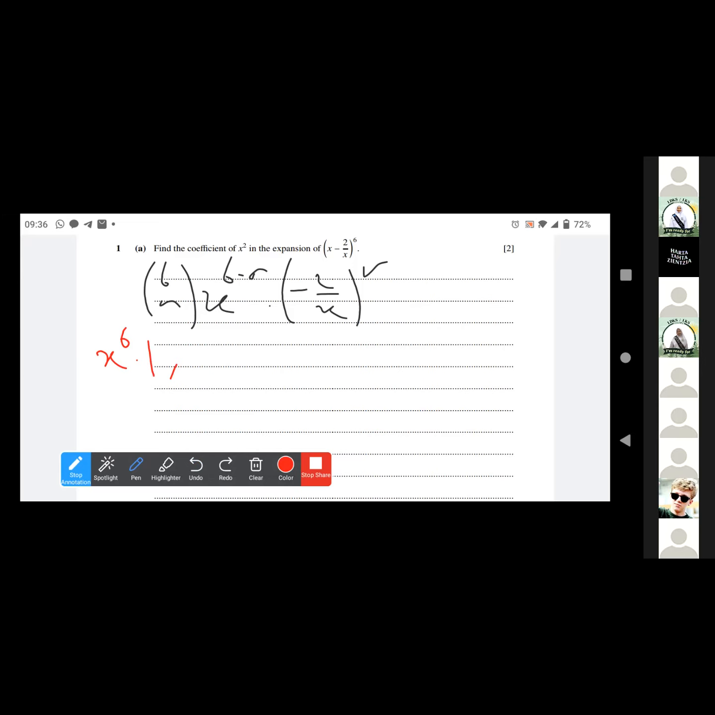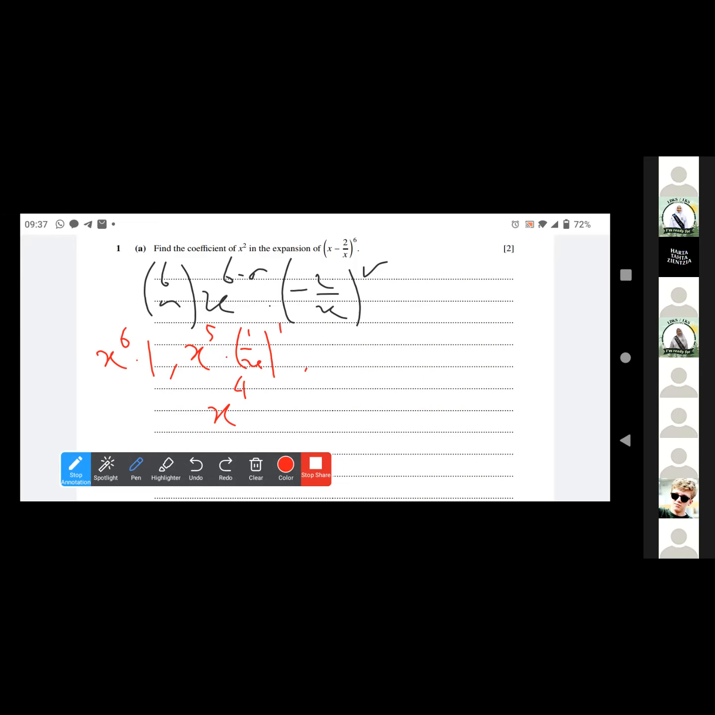So when r equals 1, we'll have x to the power of 6 minus 1 times negative. Okay, let's just consider the x and not the coefficient. So this will be basically 1 over x to the power of 1. So here we'll have x to the power of 5 divided by x, which is x to the power of 4. That's the second term.